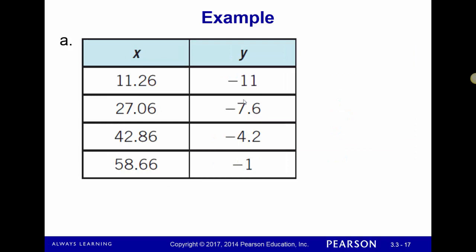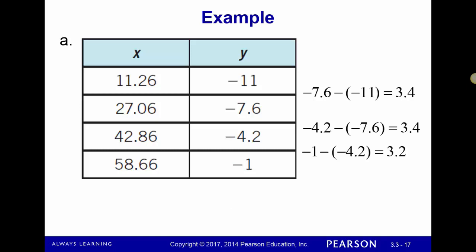Now let's look at the y's. When we go from -11 to -7.6, we see an increase. This is our rise of 3.4. And when we go from negative 7.6 to negative 4.2, we also see a change of 3.4. But when we go from negative 4.2 up to negative 1, we see a change here of only 3.2. So this is a non-linear relationship. Remember, for linear, we have to have constant change in both x and y.